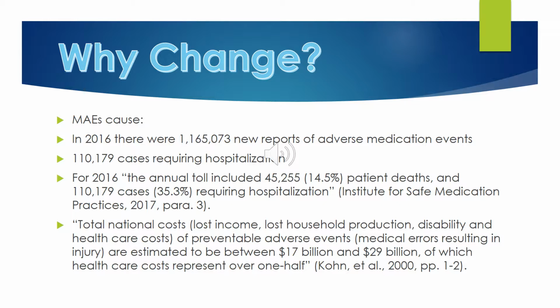Total national costs, lost income, lost household production, disability, and healthcare costs of preventable adverse events, medical errors resulting in injury, are estimated to be between $17 billion and $29 billion, of which healthcare costs represent over one half.